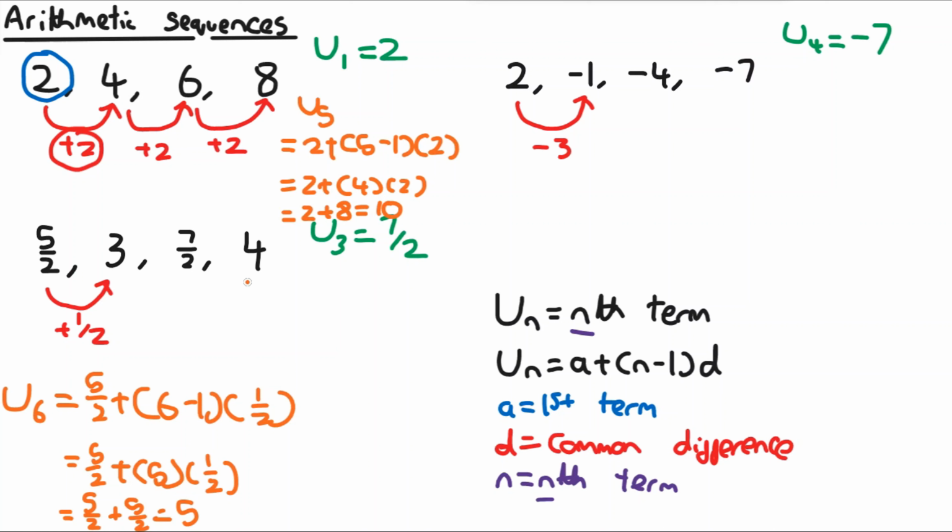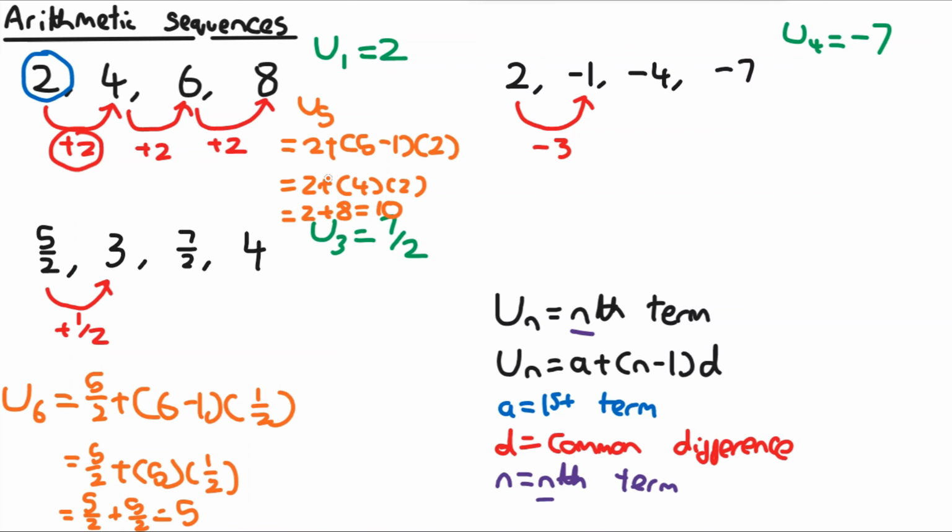And we can see this again if we extended this sequence. So it goes 3, 7/2, 4. If we plus another half, it would be equal to 9/2. And then if we plus another half, it would be equal to 5. So we can see that u6 would be equal to 5 here.